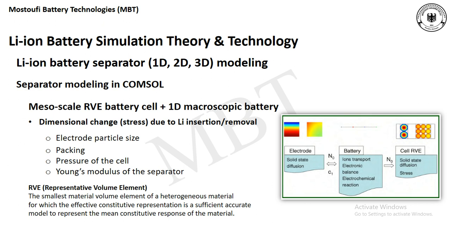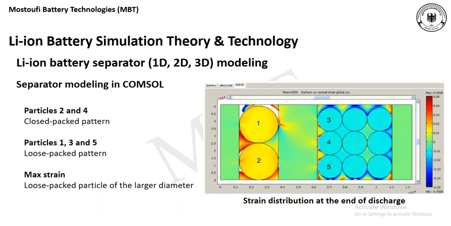So here the dimensional change, or actually the stress due to lithium insertion or removal, could be analyzed, and this is a function of electrode particle size, packing methods, the pressure of the cell, and Young's modulus of the separator. So these are the parameters that are important for analyzing the dimensional change or stress of the separator.